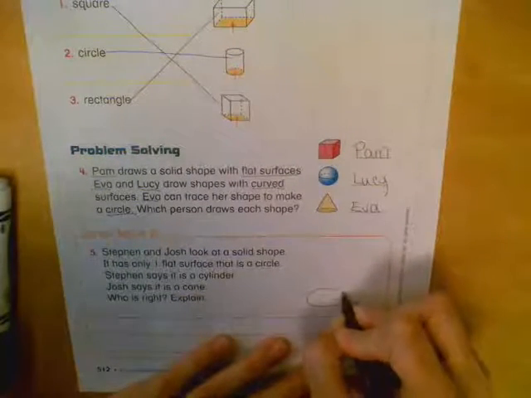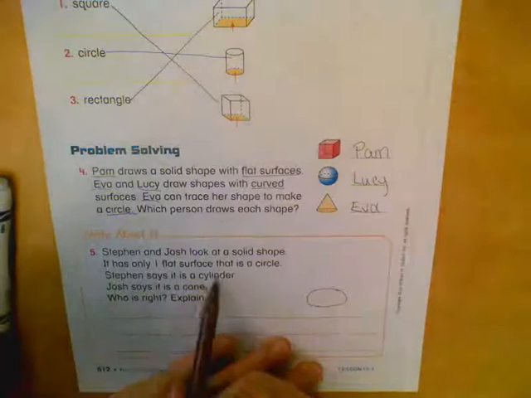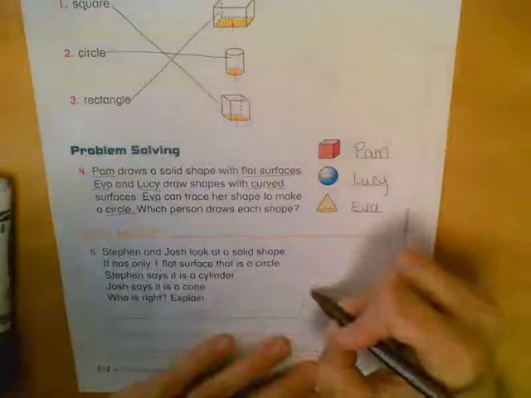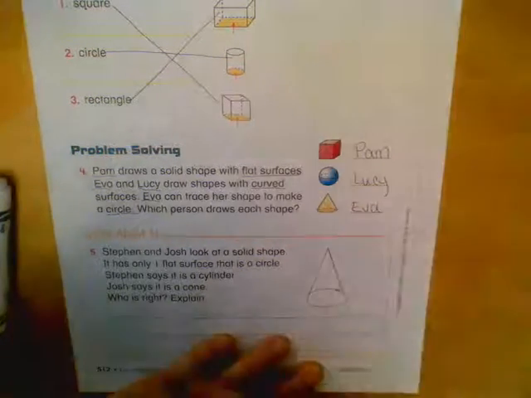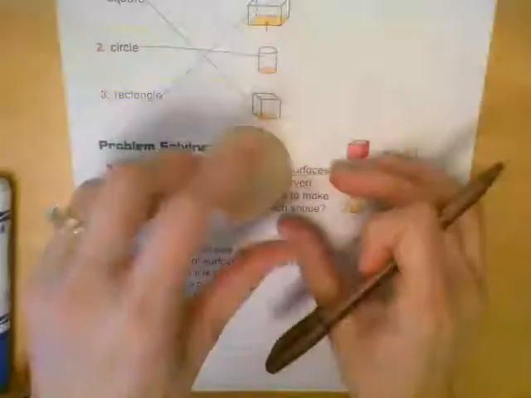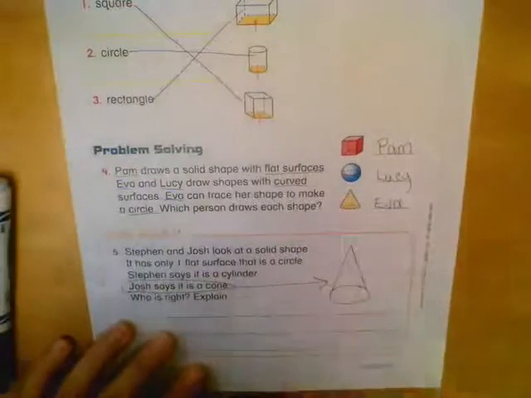All right, Stephen and Josh look at a solid shape. It has one flat surface that is a circle. Stephen says it's a cylinder. Josh says it's a cone. Who is right? Well, a cylinder has 2 flat surfaces. A cone only has 1. So, if Josh says it's a cone, Josh is right.